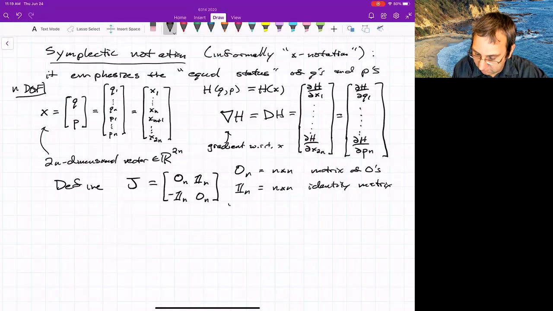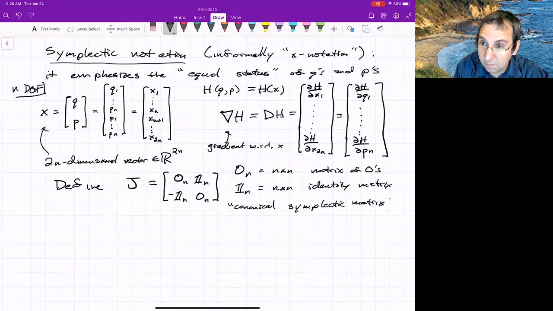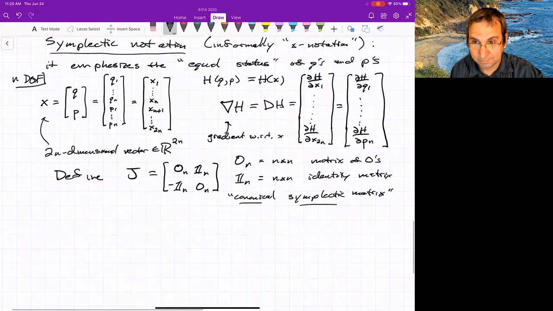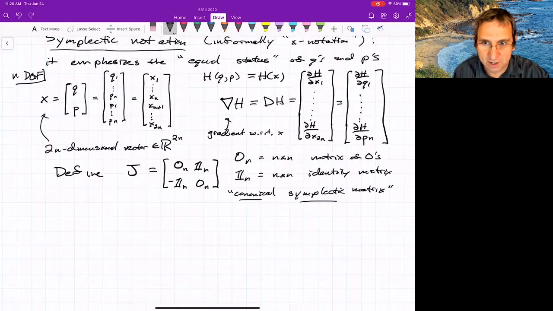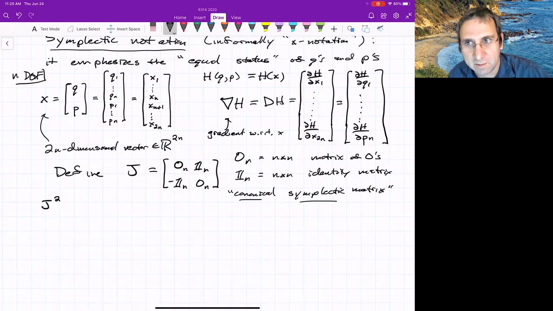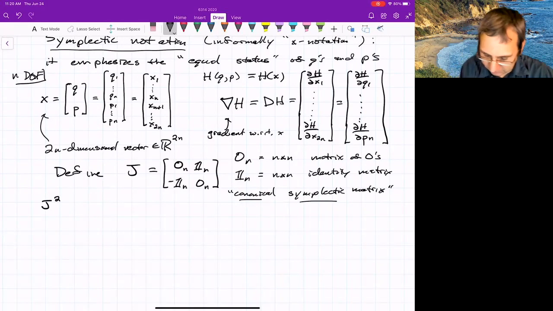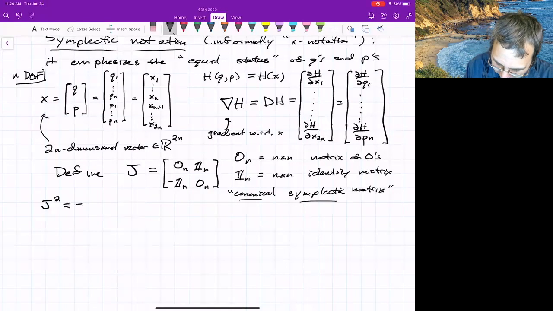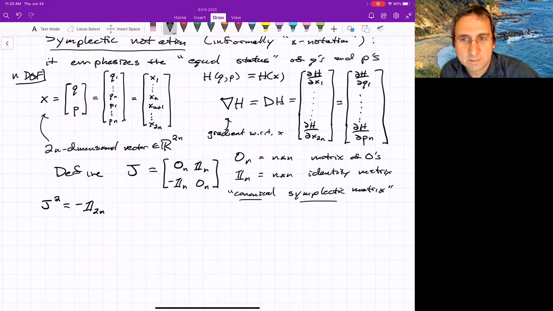This thing is called the canonical symplectic matrix, or sometimes people just call it the canonical matrix, or sometimes just the symplectic matrix. And it has the same properties that we talked about last time. It has that weird property that makes it look like a matrix version of the complex numbers, right? Because J squared equals negative the 2n by 2n identity matrix.